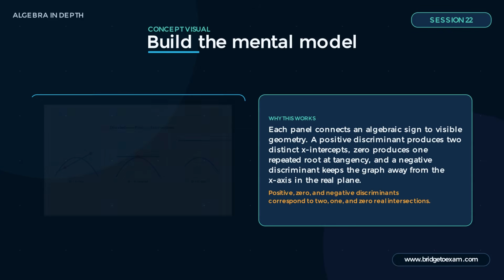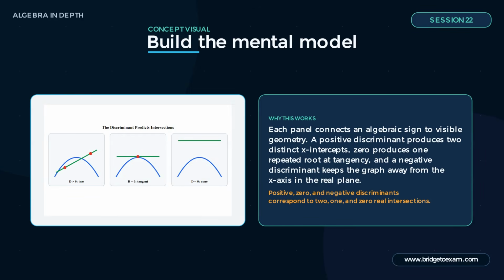The visual gives us the central idea. Each panel connects an algebraic sign to visible geometry. A positive discriminant produces two distinct x-intercepts. 0 produces one repeated root at tangency, and a negative discriminant keeps the graph away from the x-axis in the real plane.